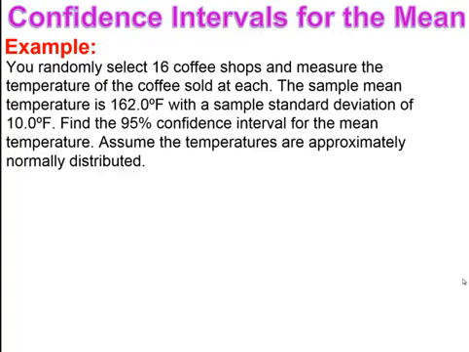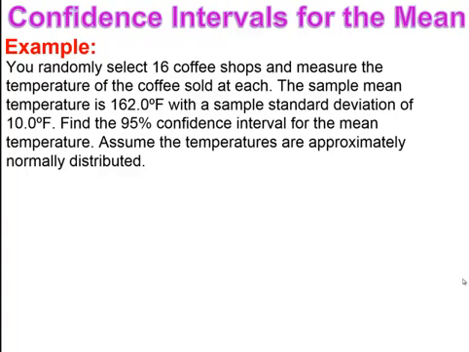So now we're going to be working with constructing confidence intervals for a t-distribution. So here's an example. You randomly select 16 coffee shops and you measure the temperature of the coffee sold at each. The sample mean temperature is 162 Fahrenheit with a sample standard deviation of 10. Find the 95% confidence interval for the mean temperature and assume that the temperatures are approximately normally distributed.